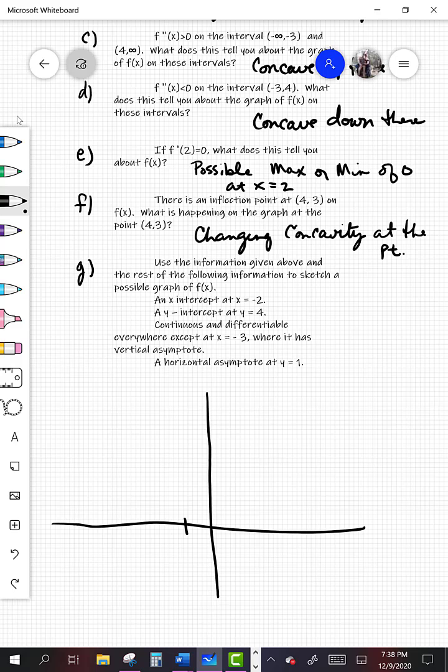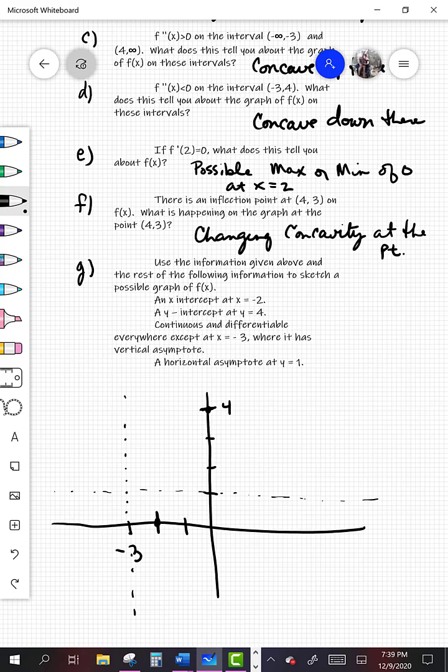So it told me that we have a vertical asymptote at negative 3. So I'm just going to put a dotted line there to represent that. We have a horizontal asymptote at 1. So I'm going to put a dotted line there. We have an x-intercept at negative 2. We have a y-intercept at positive 4. We know that when x equals 2, we got 0.